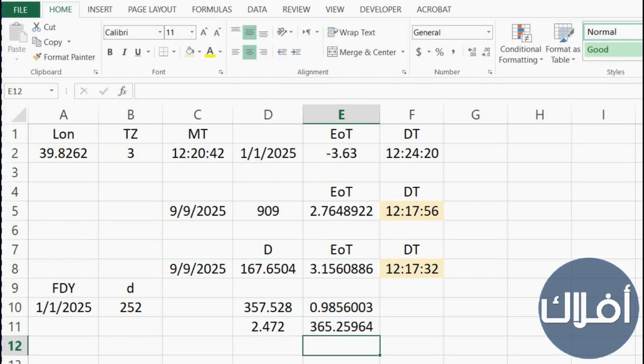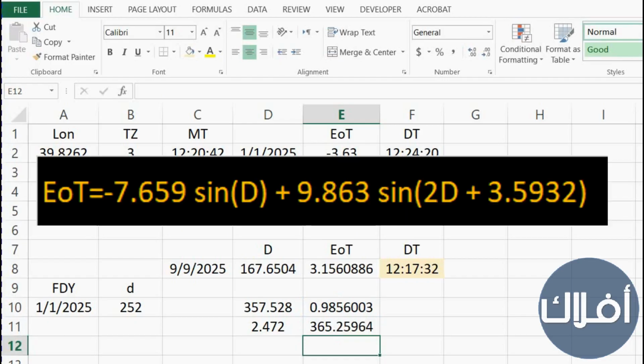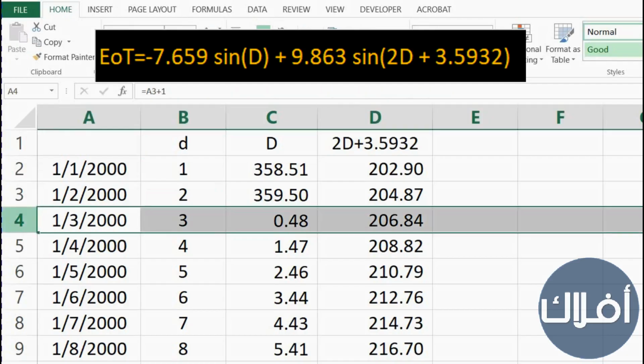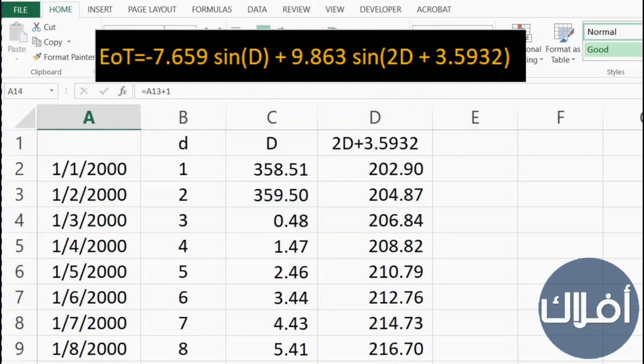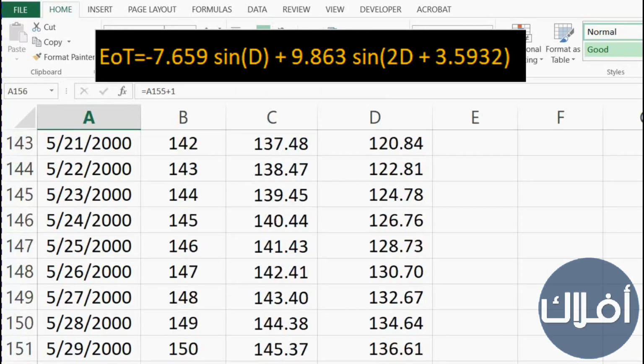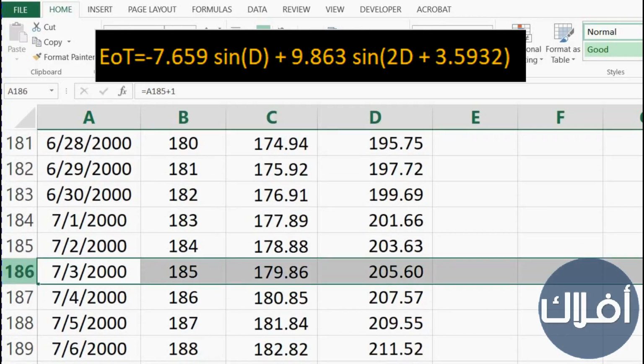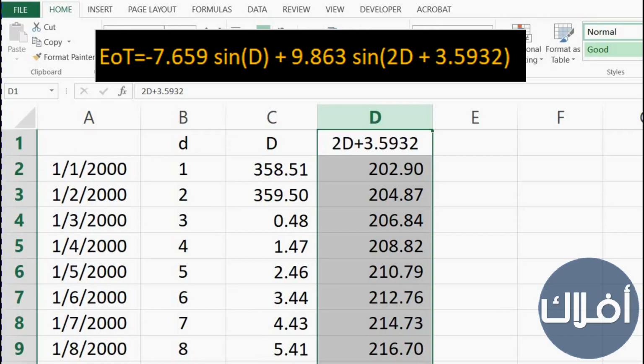And if we go back to the equation of time formula, we can see that it has two terms. The first uses sine d, while the second uses sine 2d plus 3.5932. If we see the value of d through the year, we can see that it reaches 0 on 3rd of January, which is the perihelion, and it reaches 180 on 3rd of July.